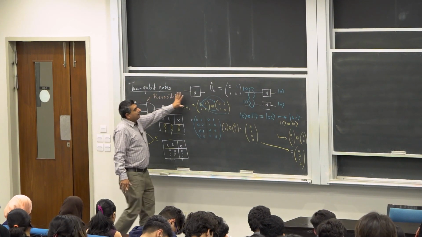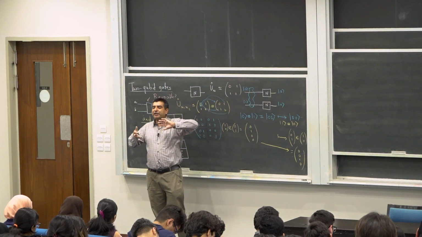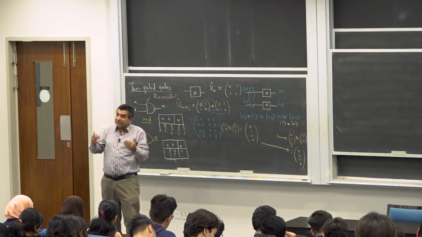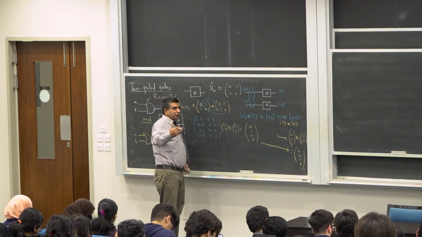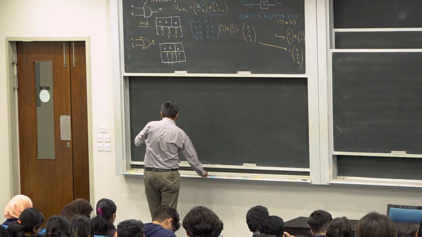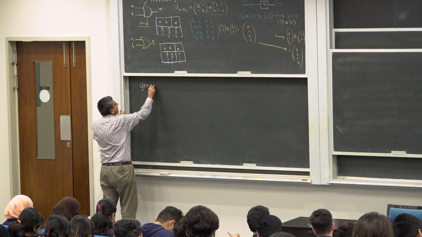So this is a 2-qubit gate, but this 2-qubit gate is really composed of 2 1-qubit gates. We can have genuine 2-qubit gates as well. What does a genuine 2-qubit gate mean? Let me give you an example. So I'm going to talk about a genuine 2-qubit gate.